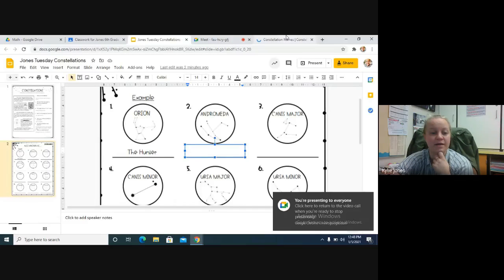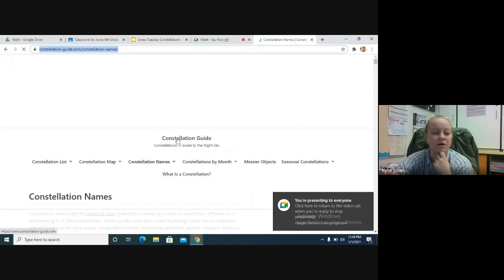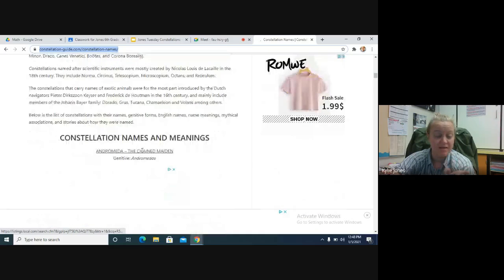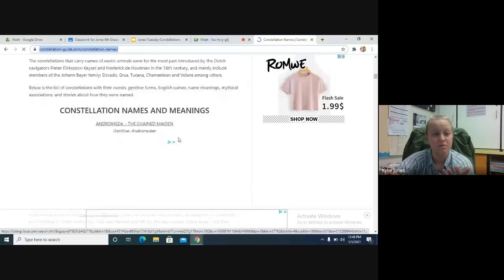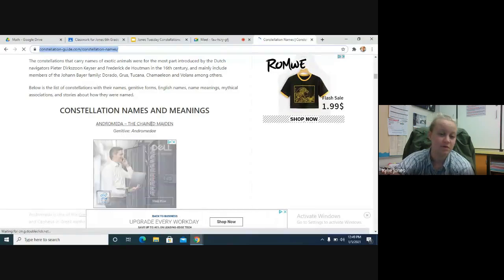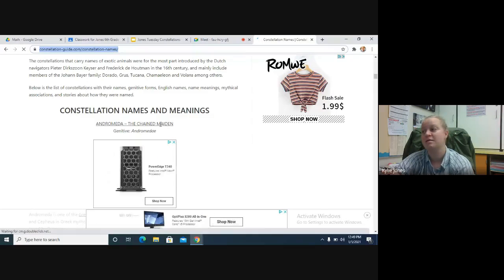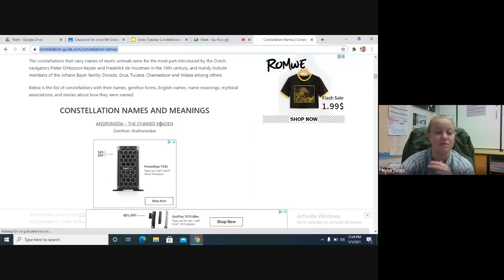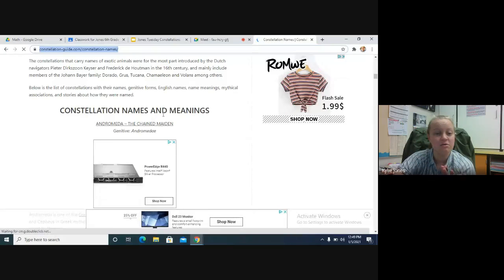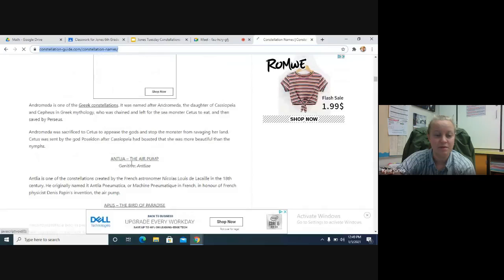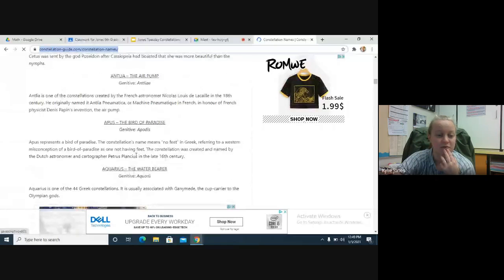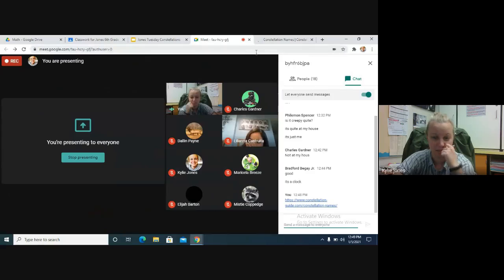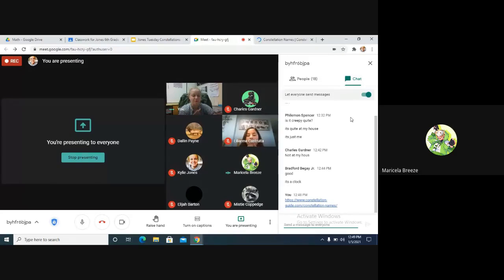So if we look at it, and we're looking for Andromeda, the very first one, they have a different name for it than what we saw earlier. They also call it the Chained Maiden. But that's also like being the captive princess. It's like the same thing, just different words. So basically you'll scroll through, find the constellation you're looking for, and put what it's also called. You guys see how that works? Does that make some sense? Cool.